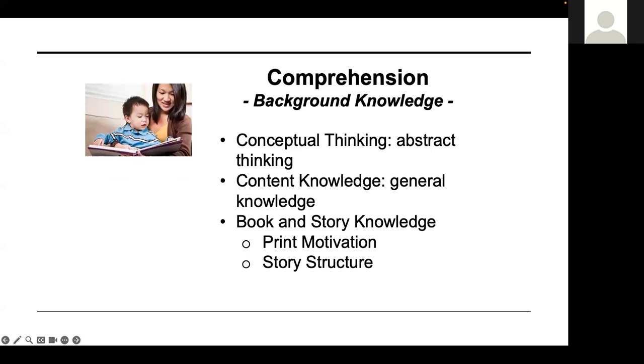When we think about background knowledge, it means prior knowledge. What do children know about their world before they enter school? So, background knowledge can be divided into 3 areas. We can think about conceptual thinking or abstract thinking. So, one example of this kind of thinking is object permanence, knowing that something exists even when you can't see it. So, children start developing this around 8 months old.